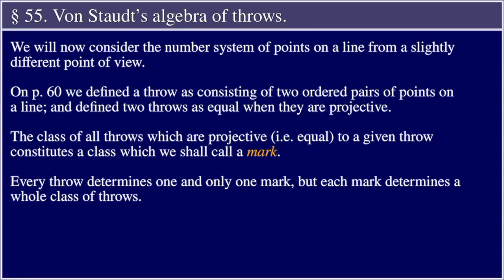We will now consider the number system of points on a line from a slightly different point of view. On page 60, we defined a throw as consisting of two ordered pairs of points on a line, and defined two throws as equal when they are projective. The class of all throws which are projective, i.e. equal to a given throw, constitutes a class which we call a mark. Every throw determines one and only one mark, but each mark determines a whole class of throws.